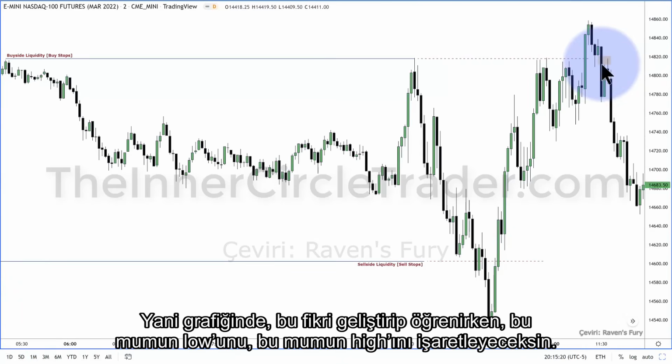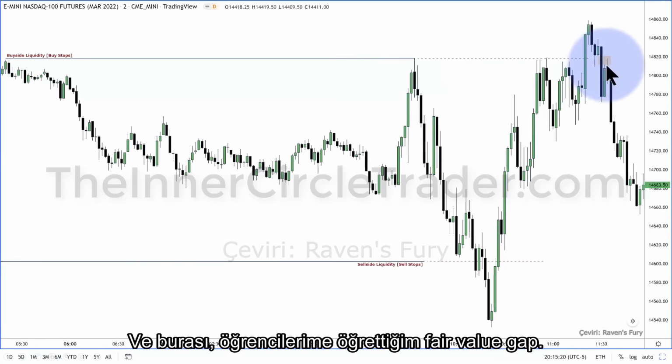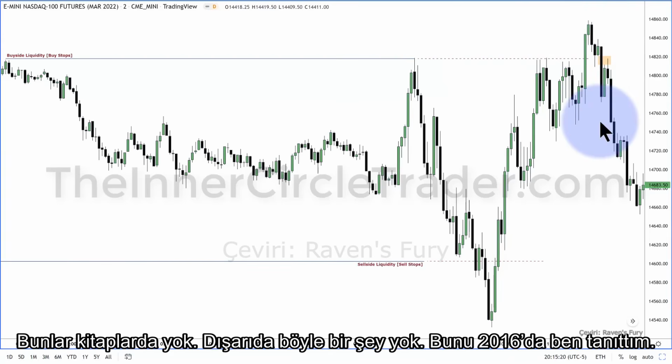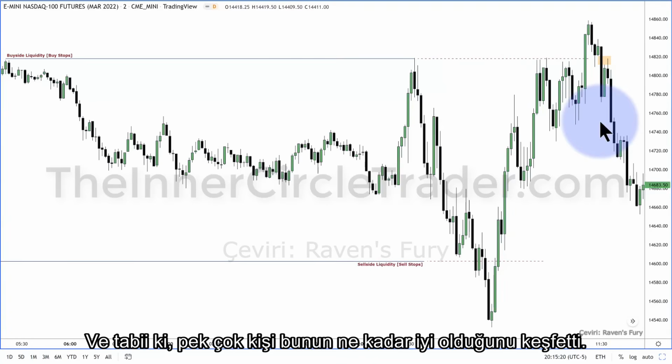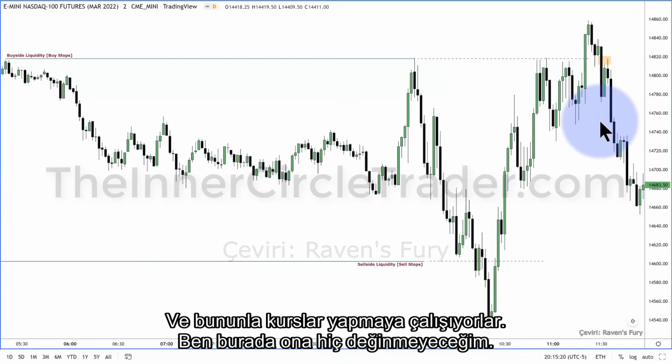So in your chart, once you're developing this idea and learning it, you're going to highlight this candle's low, this candle's high, and this right here is what I teach my students as a fair value gap. Okay, you don't have those in books. You don't have any of that kind of stuff out there. It's something I introduced back in 2016, and obviously a lot of people discovered how good it is, and they try to make courses with it. But I'm gonna not touch that right here.